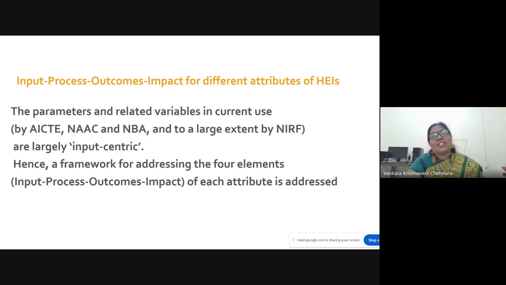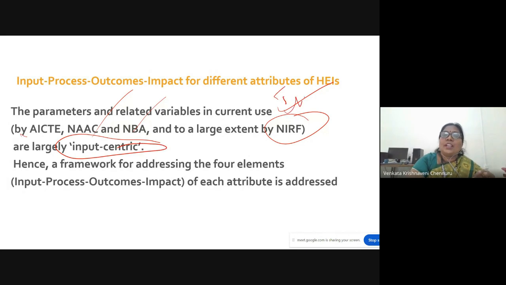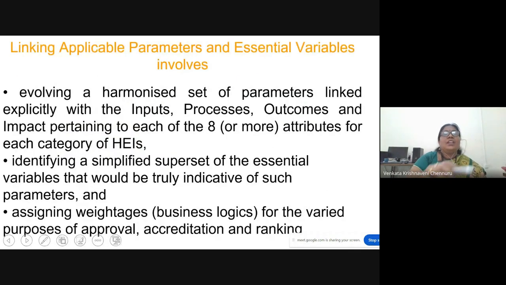The parameters and related variables in current use by AICTE, NAAC, NBA, and to a large extent by NIRF are largely all input centric. Hence, a framework for addressing the four elements of each attribute is addressed. Linking applicable parameters and essential variables involves evolving a harmonized set linked explicitly with the inputs, process, outcomes, and impact pertaining to each of the eight or more attributes for each category of HEI. Identifying a simplified superset of the essential variables that would be truly indicative of such parameters and assigning weightages for the varied purposes of approval, accreditation, and ranking.